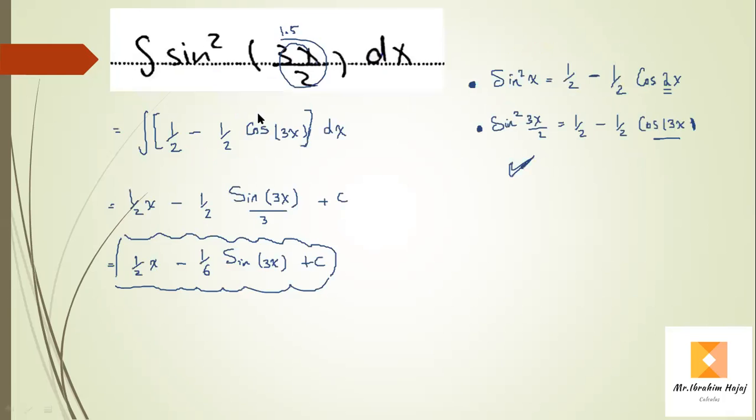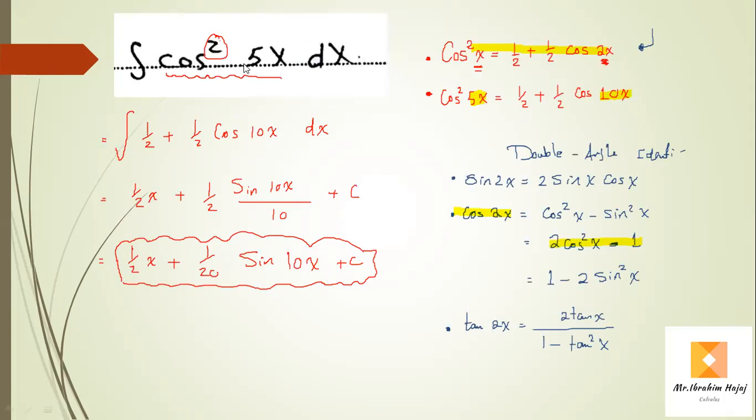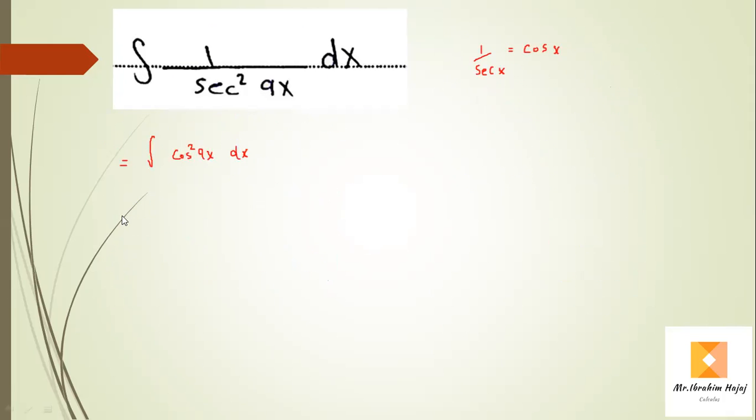So it's the same as this question, cosine squared 5x, here cosine squared but 9x. Yes, guys. Thank you, Omar. Anyone else? Okay, let's go, Abdulaziz.